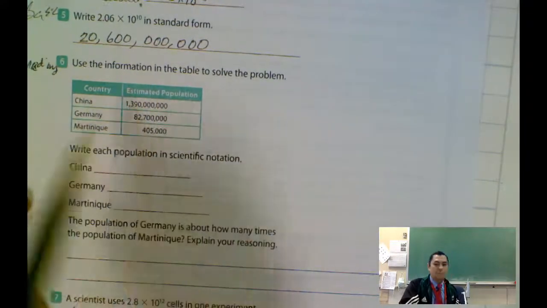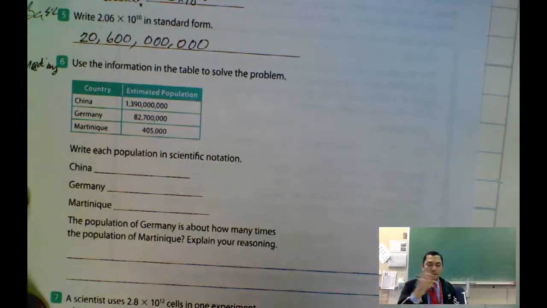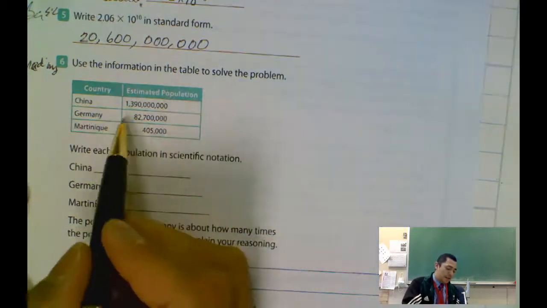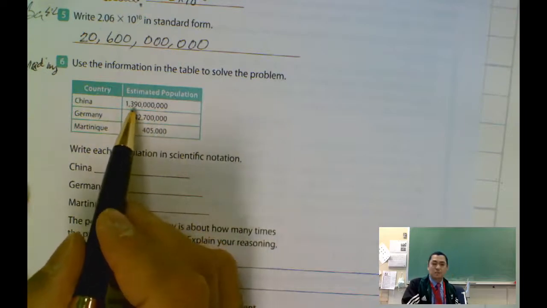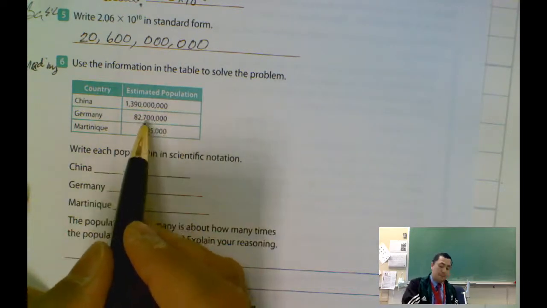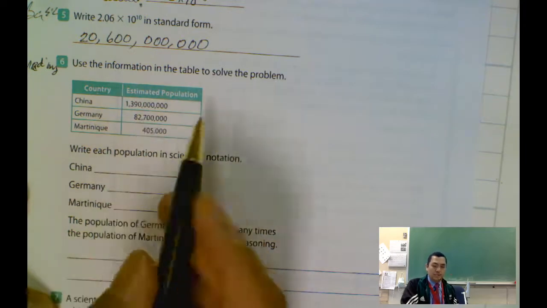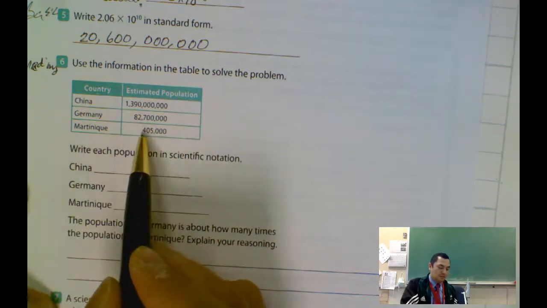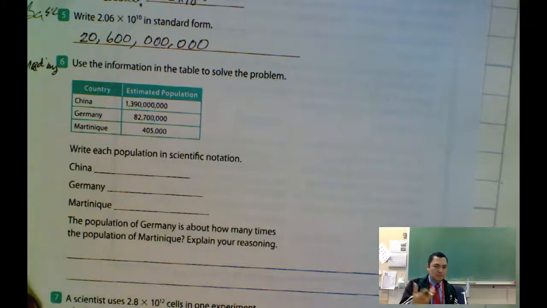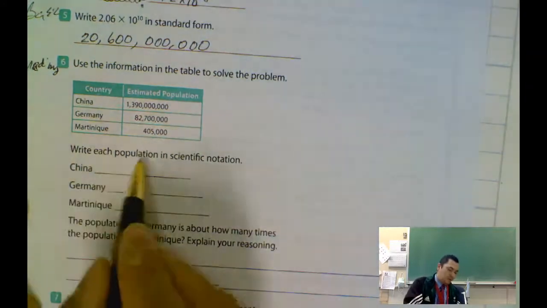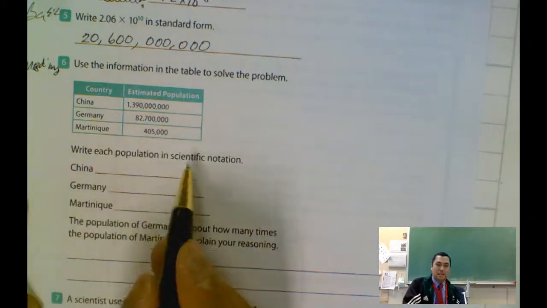Estimated population. We know China is one of the biggest countries, really populated, with India and the United States and Canada. We have 1,290,000,000 people in China. Then in Germany, 82,700,000. And then Martinique is 405,000. So this is a really small country. So write each population in scientific notation.